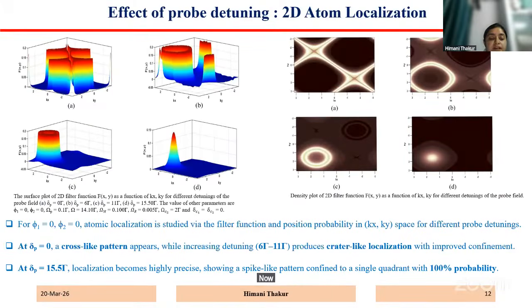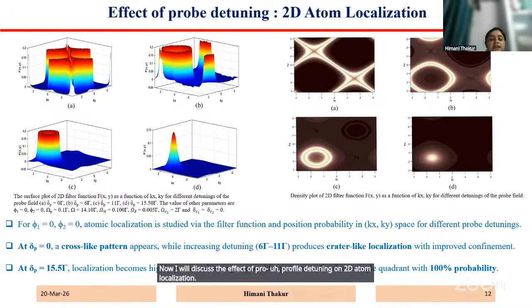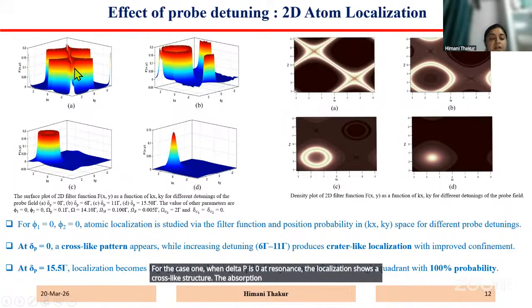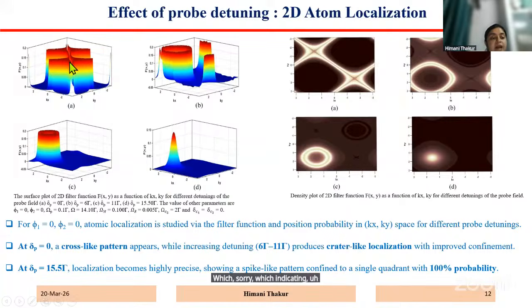Now I will discuss the effect of probe field detuning on 2D atom localization. Here we analyze how the localization pattern changes as we vary the probe detuning. For case 1, when delta P is 0 at resonance, the localization shows a cross-like structure. The absorption maxima are distributed along the diagonal regions, indicating that the atom has multiple probable positions.